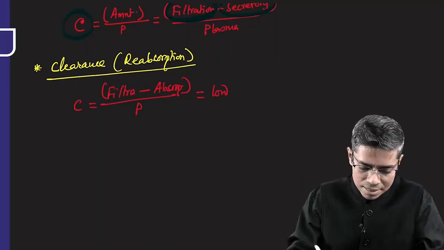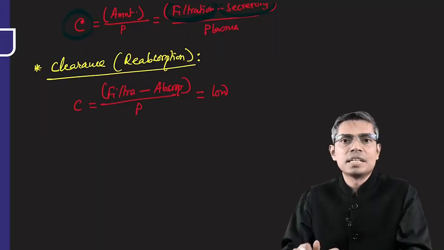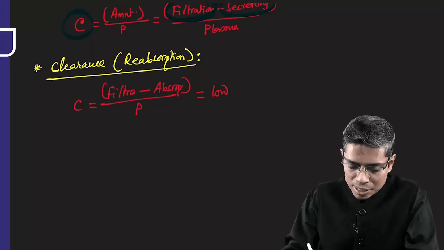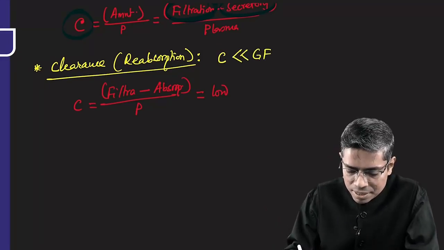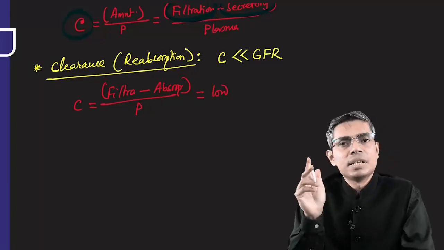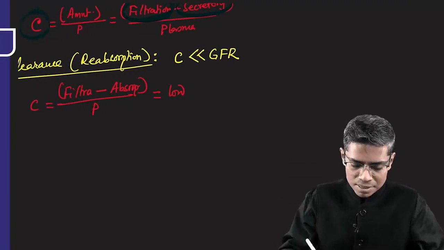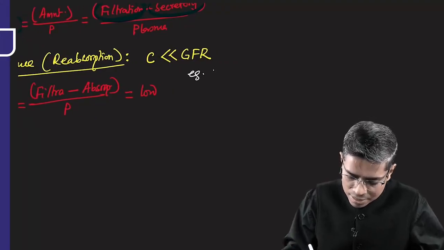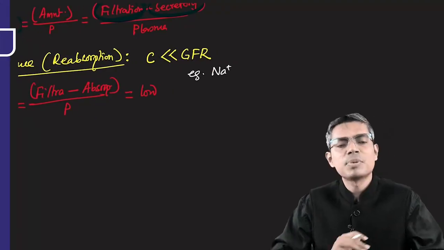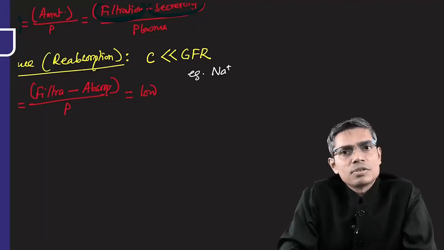So in these cases, if I measure the clearance of the substance which is getting reabsorbed and clearance of inulin, obviously the clearance of these substances will be lesser than that of the GFR, lesser than that of the inulin clearance, right? Okay. What is the example of this kind of substances? The examples are many. An example is sodium. Okay. 99% of sodium is getting reabsorbed at the level of nephron. So obviously the clearance will be less.